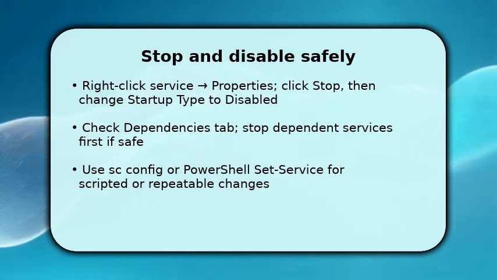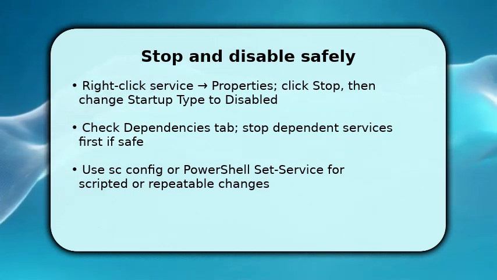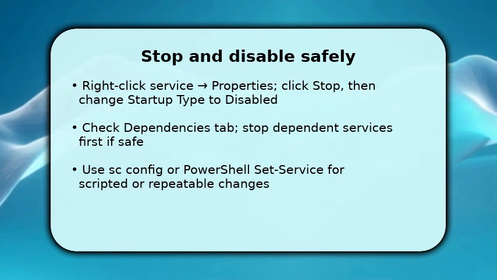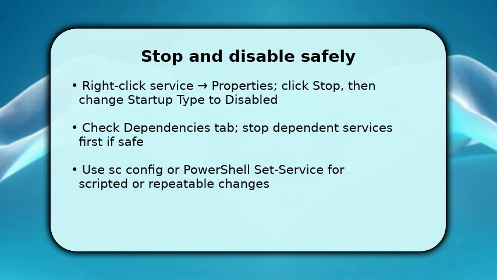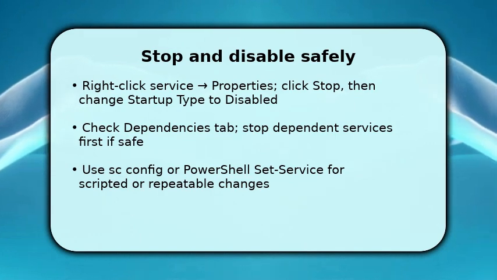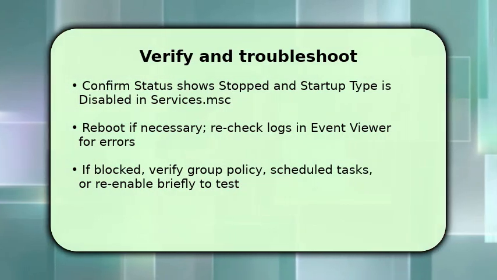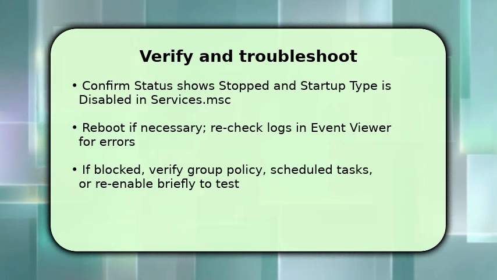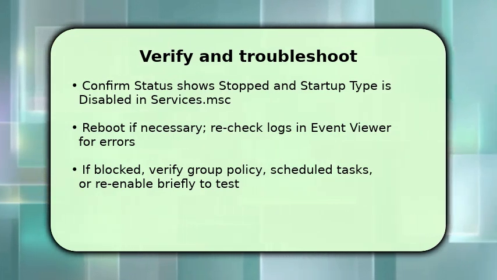For repeatable or remote work, use sc config <service name> start= disabled, or PowerShell Set-Service <service name> -StartupType Disabled, so you can document and revert changes later. Once done, verify the service status reads Stopped and startup type shows Disabled in services.msc.